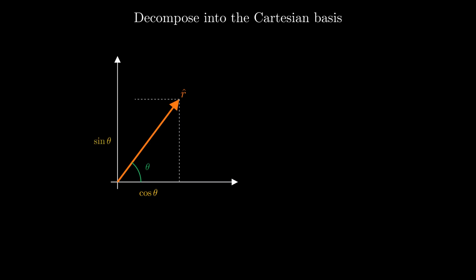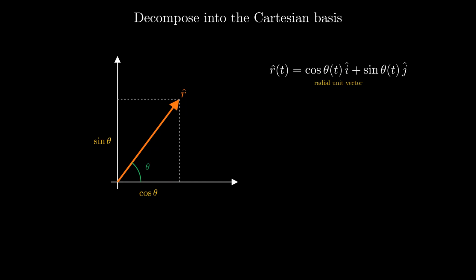To do calculus, we need the polar unit vectors written in the fixed Cartesian basis. Look at r hat. It points at angle theta from the x-axis, so its x component is cosine theta, and its y component is sine theta. That gives r hat equals cosine theta i hat plus sine theta j hat.